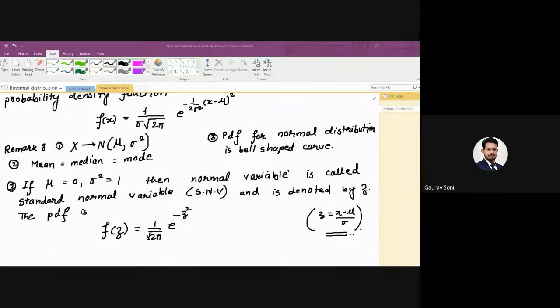Have you shifted the origin? Anyone else? By how many units are you shifting the origin? Sir, by mu. Okay, what is mu? Mu is nothing but the mean. And by what scale are you changing the variable? The standard deviation. So just understand what you are doing here.